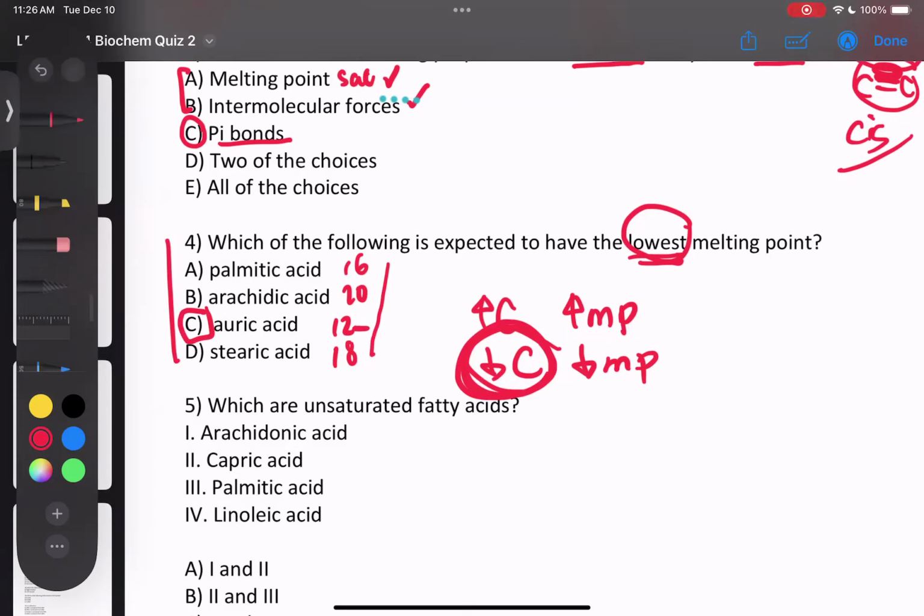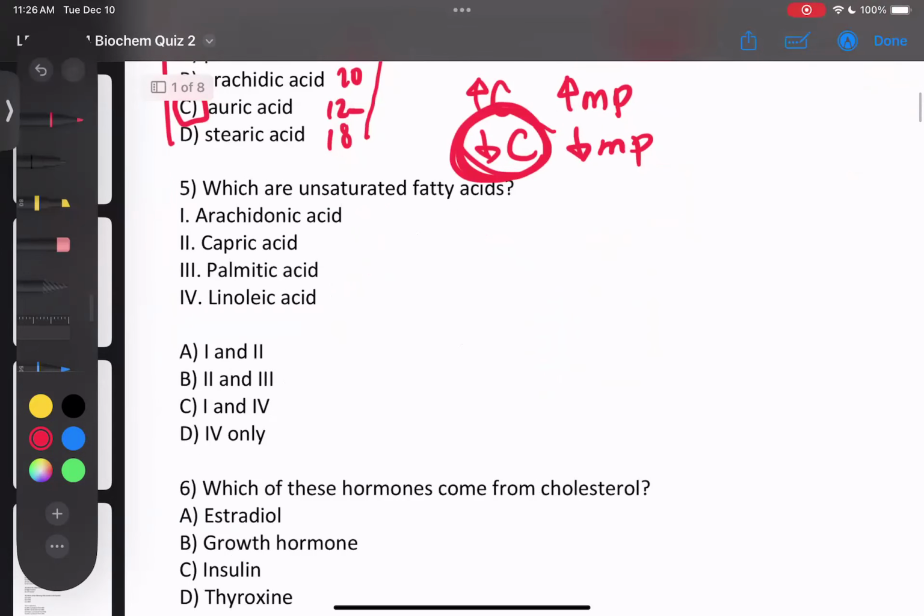If they ask for the highest, what would be the answer? Arachidic, because it has the most carbons in the choices. Okay? Number 5, which are unsaturated fatty acids? And again, this one has that O sound helping us out. Arachidonic is one, linoleic is one, and these other ones don't really have that sound, right? So 1 and 4 are the unsaturated.